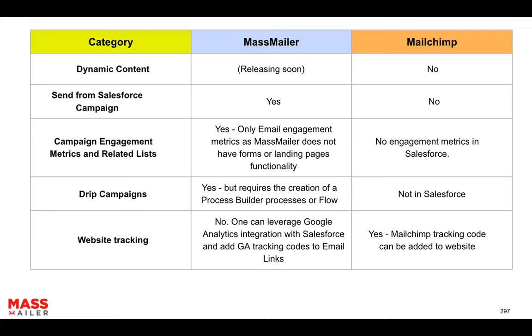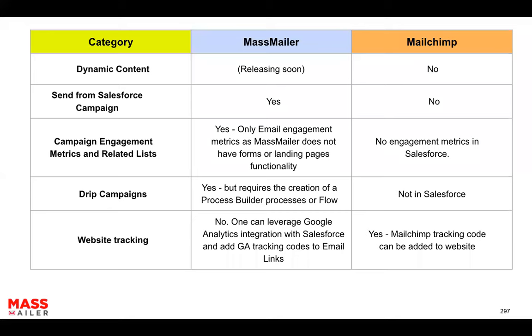When it comes to campaign engagement metrics and related list, all this data is stored, as I mentioned, but we don't track any forms or landing page functionality. So currently, MassMailer does not provide such a feature. And Mailchimp does provide forms and landing page feature, but you can't really get the engagement metrics in Salesforce. That metrics is available only in Mailchimp. You'll have to log into their platform.